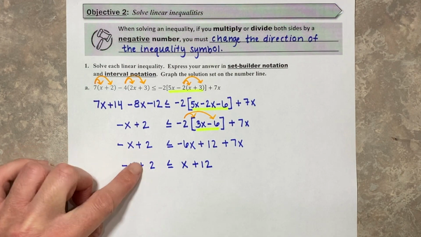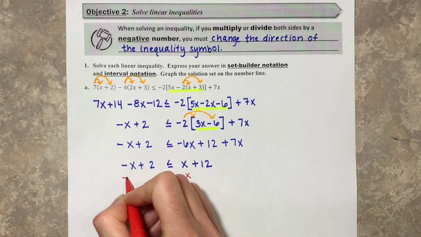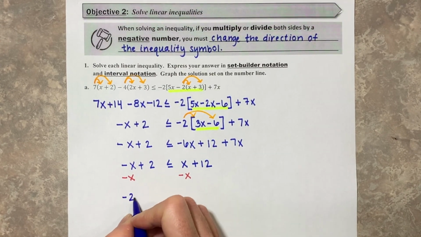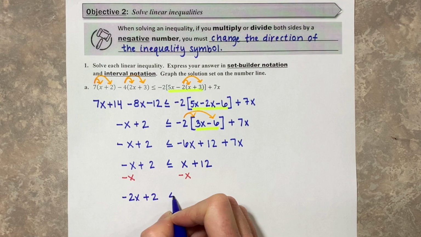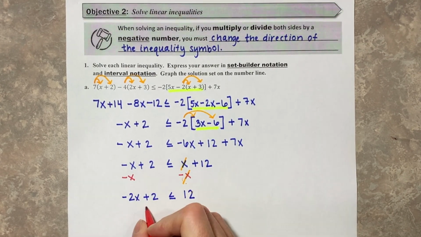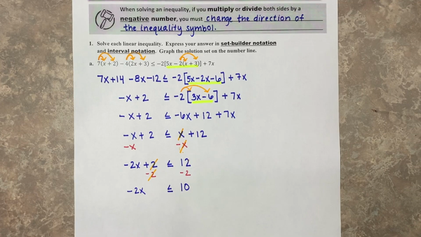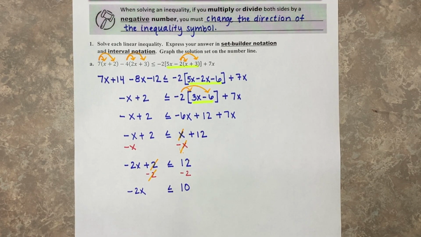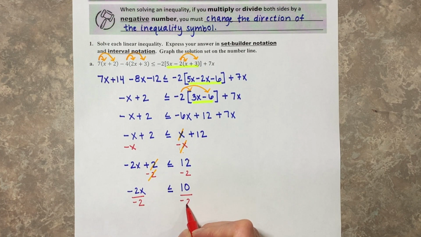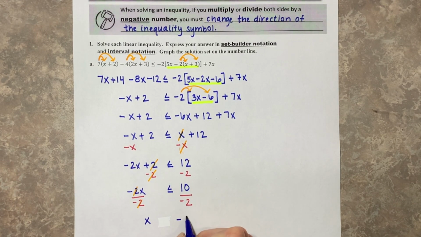So if we want x on the left side, let's subtract away this x on the right side. That will leave us with negative 2x plus 2 is less than or equal to 12. Let's subtract 2. That will leave us with negative 2x is less than or equal to 10. And now to isolate x, the last step is we want to divide by negative 2. And then we'll divide the other side by negative 2. And we're left with x, and 10 divided by negative 2 will give us a negative 5.